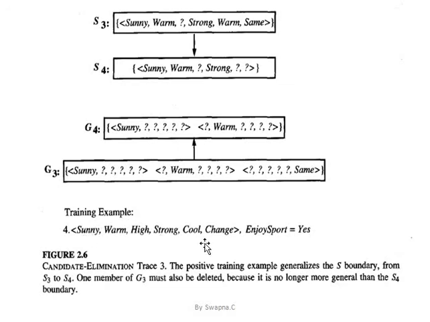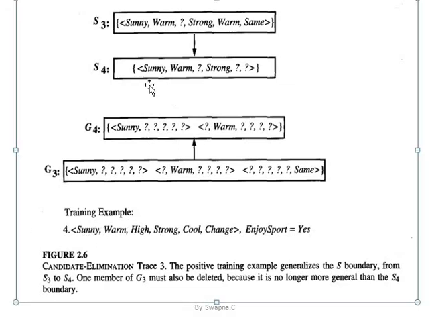So all the attribute values we need to compare with this S3, and we are writing the more general one, S4. Sunny, we are keeping the same attribute value in S4 also. Warm, we are keeping the same attribute value in this warm also. Next one is the question mark, and here high: in these two, which one is the more general? Question mark, so we are writing the question mark. Next one is strong and strong, so we are keeping the same attribute.